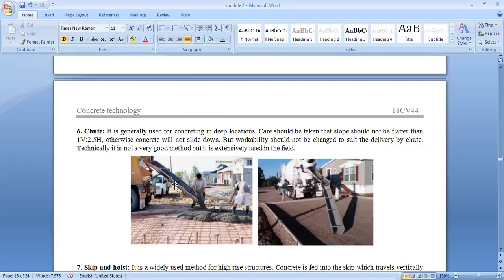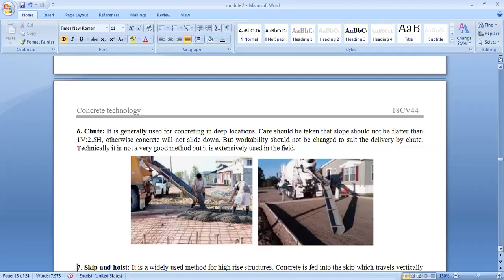Some people add more water for movement of the concrete, but workability should not change. Change the direction or slope of the chute instead, but you should not change the workability of the concrete. Technically it is not a good method, but it is extensively used. So this method is only for ground level and below ground level.